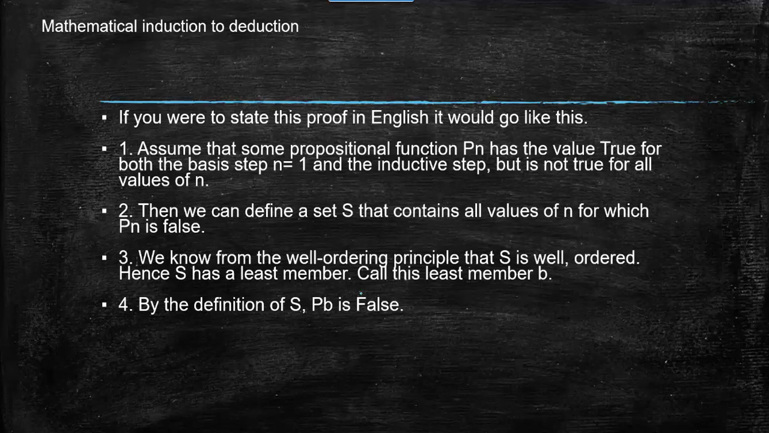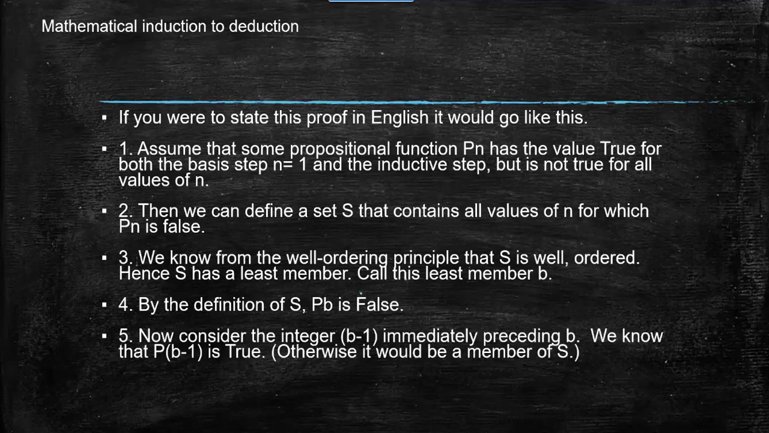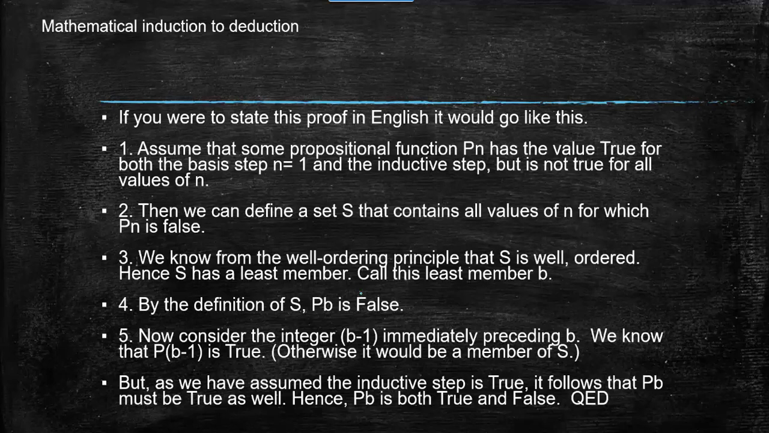By the definition of S, PB is false. Now consider the integer B minus 1 immediately preceding B. We know that P of B minus 1 is true, otherwise it would be a member of S. But as we have assumed the inductive step is true, it follows that PB must be true as well. Hence, PB is both true and false. QED.